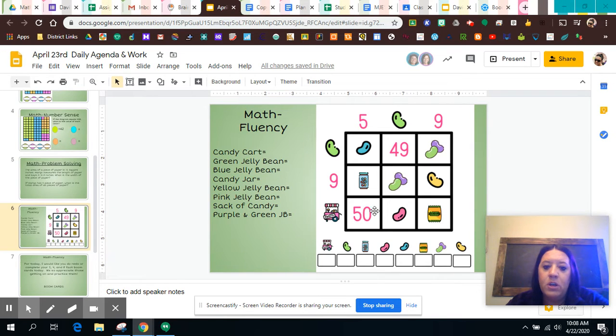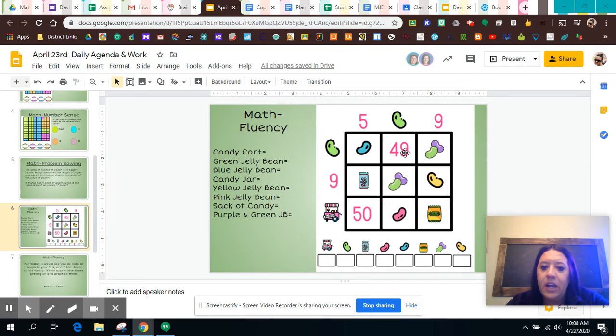So I already know that this square right here is 50. So if I look up here, I know that something multiplied by 5 got to 50. And whatever that number is, that's what the candy cart equals. So that is for the 50.